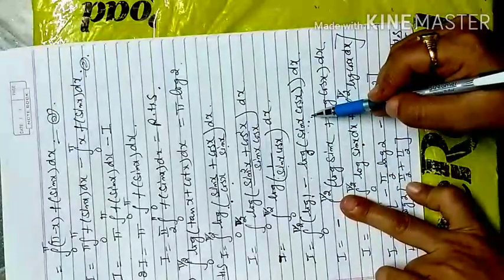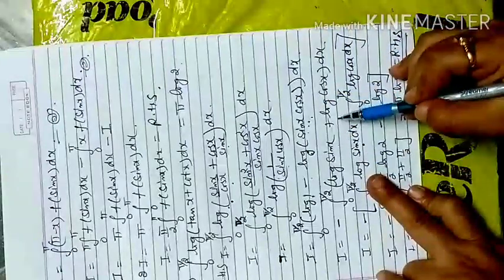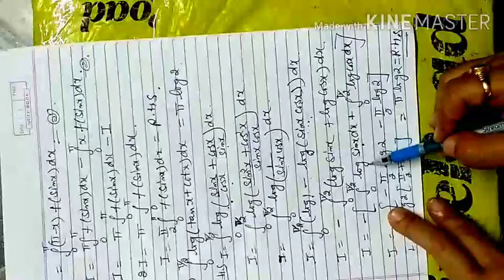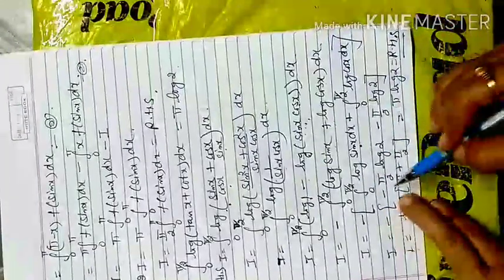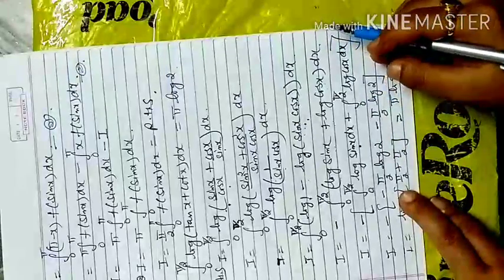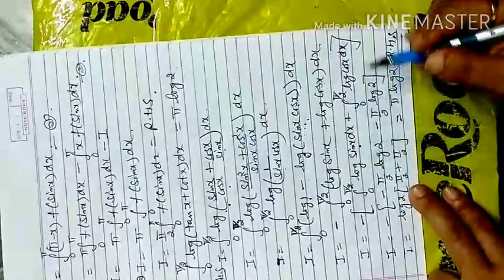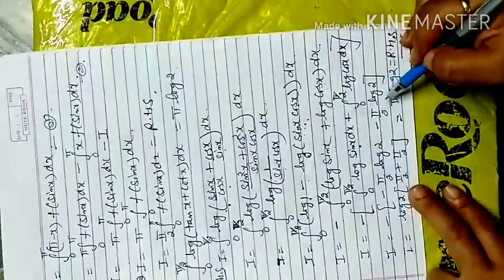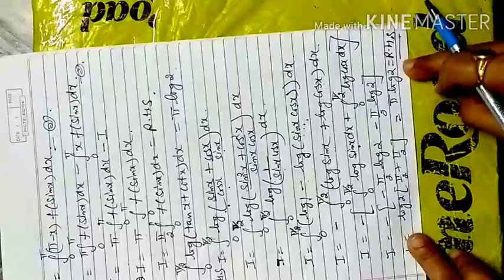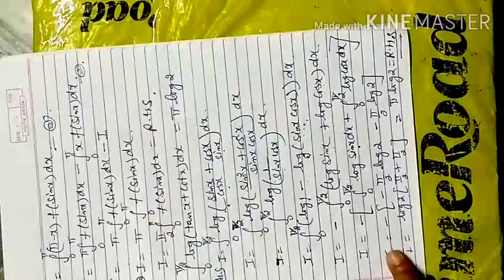I apply again the logarithmic concept, log m into n is log m plus log n, log sin x plus log cos x. Now if you separate the limits, you have the formula integral 0 to pi by 2 log sin x dx. We already proved this in the class, minus pi by 2 log 2. Here we directly apply the formula, minus pi by 2 log 2. So you take log 2 common, and that will be the required answer, pi log 2, which is exactly the right hand side. Thank you.